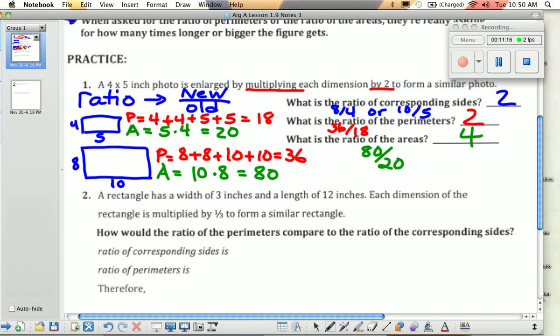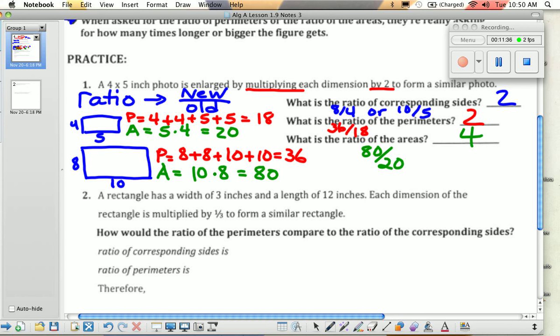Did we talk about that? What, that bedroom? You're adding on to your parents' house. You want to double the dimensions of your bedroom. Is your bedroom going to get twice as big? No, it's going to get how many times as big? 4 times as big. 2 times 2. The scale factor times itself.